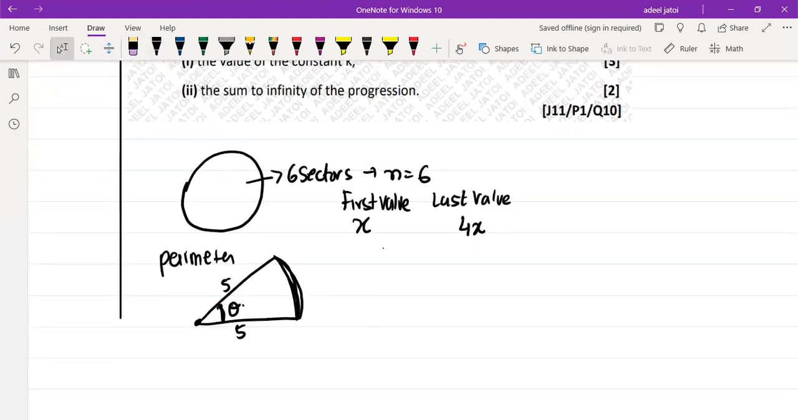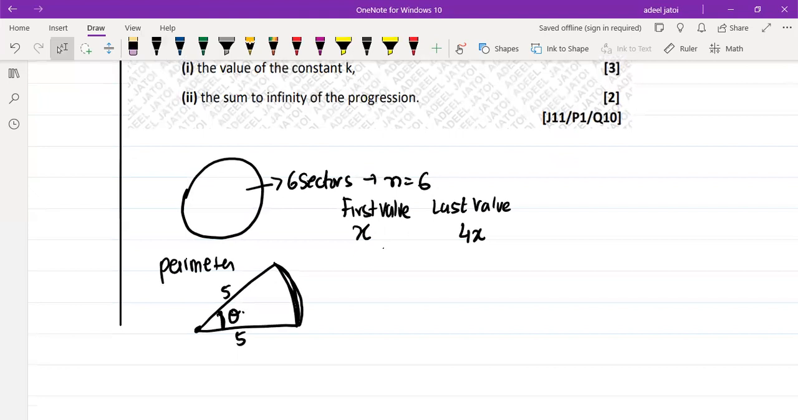To find the angle, you should know that the circle has a point in the center, which shows that the circle has a total angle of 360 degrees. So that means the sum of all the angles should also be equal to 360. The first value is x, the last value is 4x, and the sum is also given. That means the sum of 6 terms should be 360 for the sectors.